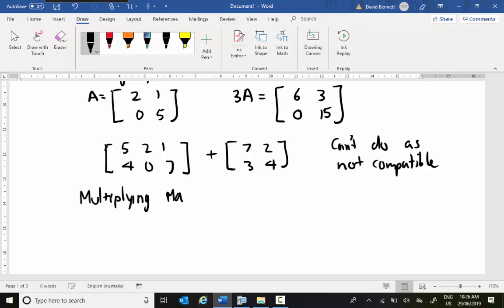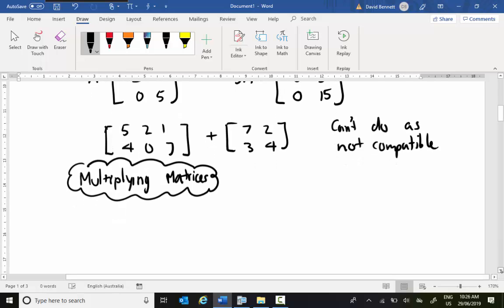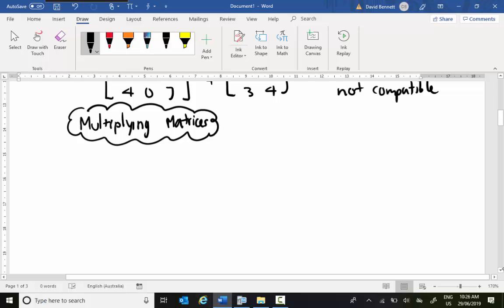Now, this is probably the most important part of matrices. We don't spend much time doing the adding and all that sort of stuff. We spend most of our time multiplying matrices, and there are many applications for where we would do that. So let's start with something quite simple.